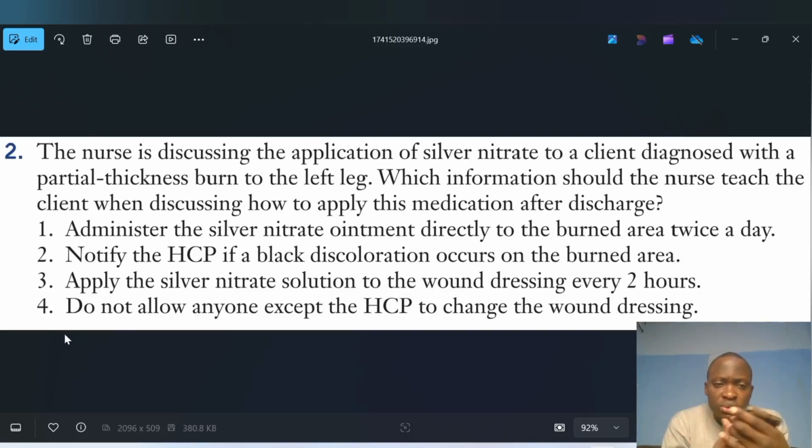Alright, let's go through the options. Number 1, administer silver nitrate ointment directly to the burn area twice a day. No, it's applied every 2 hours. Number 2, notify the HCP if a black discoloration occurs in the burn area. No, black discoloration is the color of the silver nitrate. That's how silver nitrate shows up on the gauze and the skin. Number 4, don't allow anyone except the HCP to change the dressing. Anyone can change the dressings; it's the role of the nurse to train the caretakers. So number 3 is the answer.